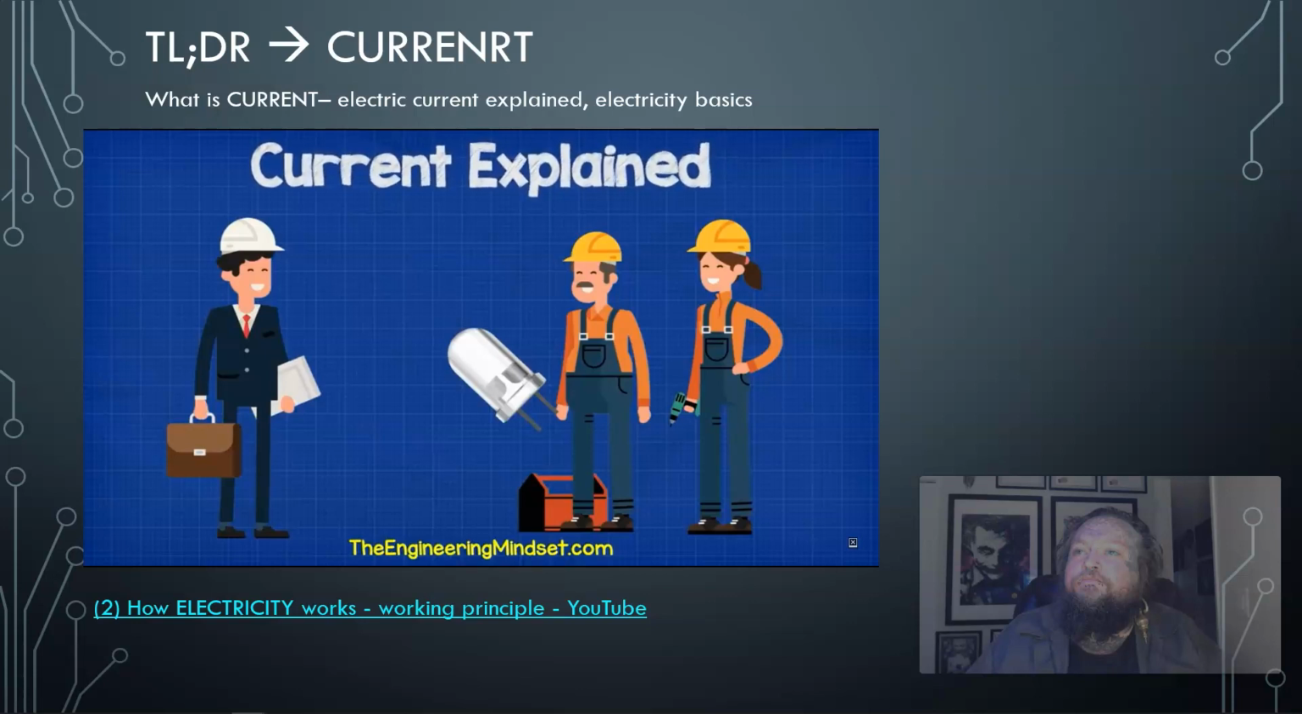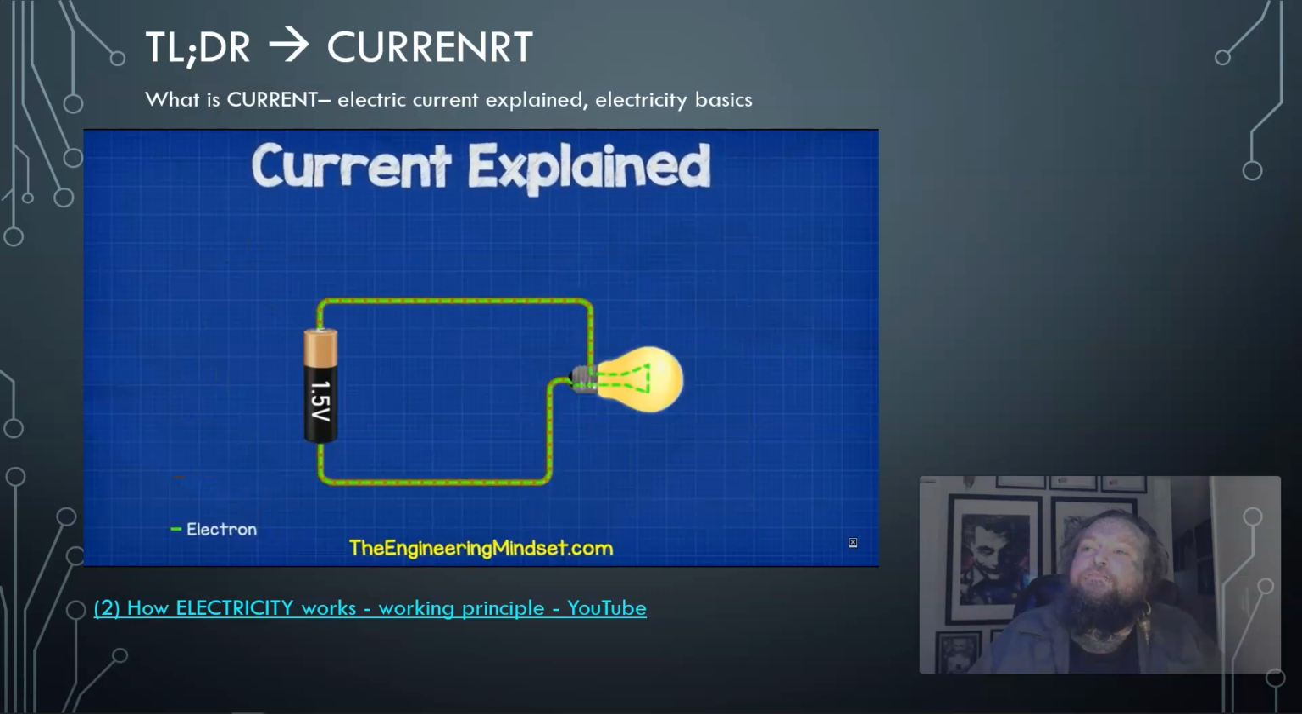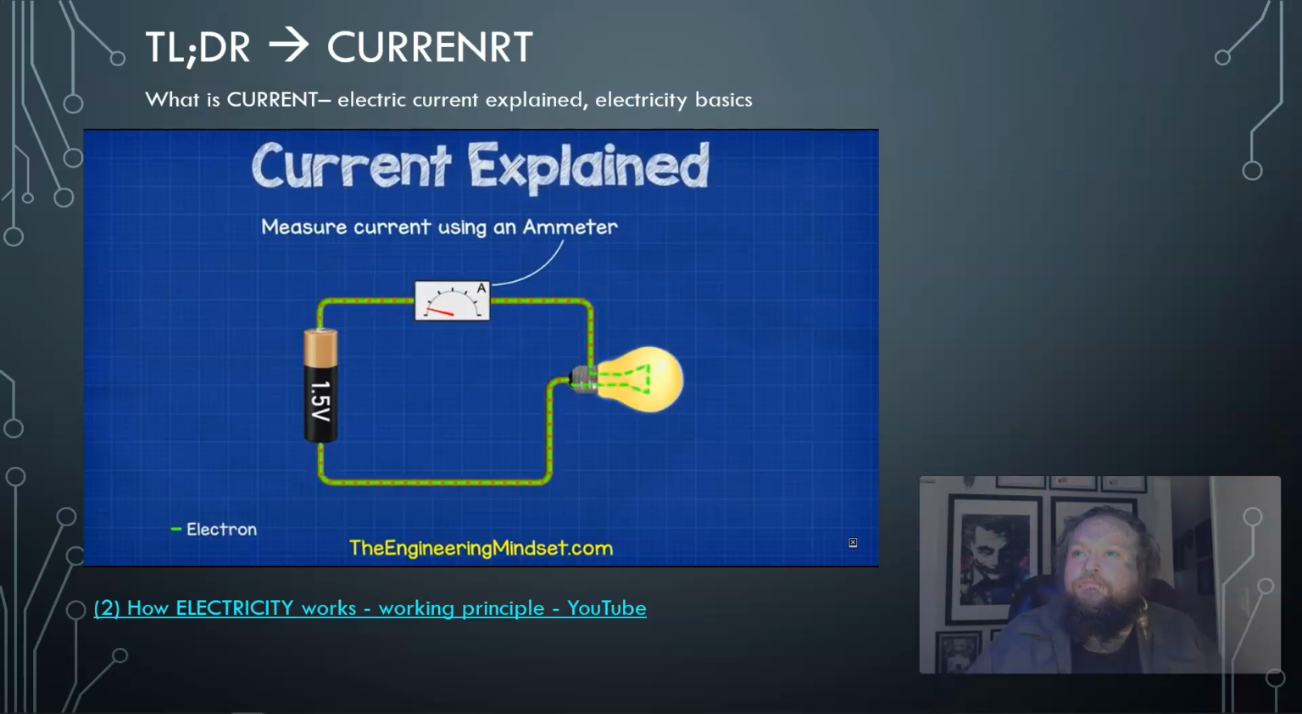Therefore, manufacturers need to be able to test cables and lamps to find out how much current they can handle. We also want to be able to see how much current is flowing through our circuits, as well as being able to calculate this. We can measure this using an ammeter, and we measure the flow of current in the circuit using the units of amps. So what is an amp?